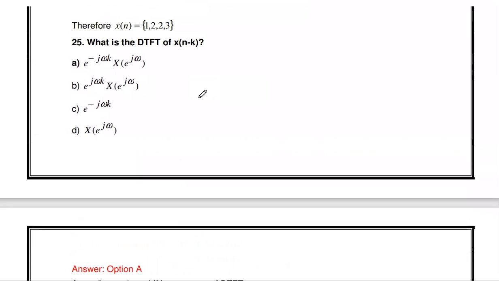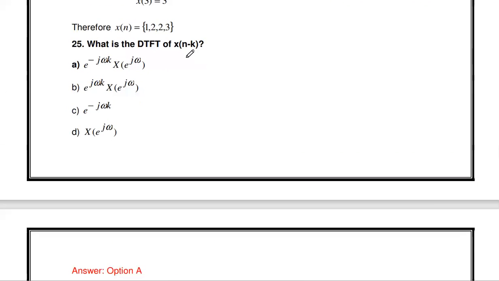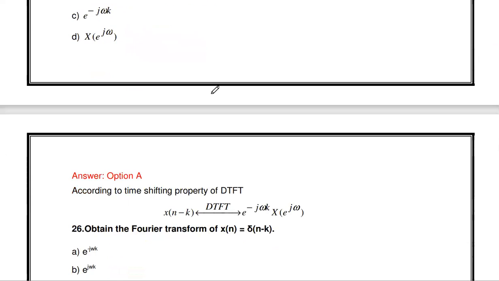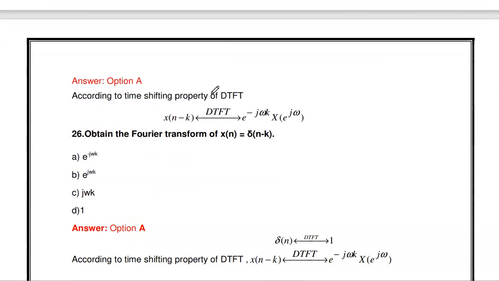The next one, what is the DTFT of x of n minus k? In Z transform also we solved this problem. What is x of n minus k? Time shifted signal. If we want to find the Fourier transform of the time shifted signal, we have to use the time shifting property of DTFT. This property is also available in Z transform. So the same one, x of n minus k, a k time shifted signal.